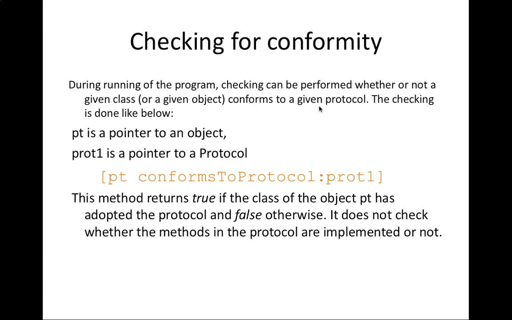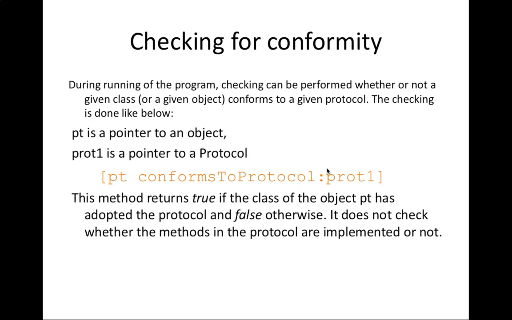So you're basically saying, are you matching? Are you implementing everything? Are you part of this protocol? So the checking is done like this here. PT is the pointer to an object. So you created a reference to the object. And protocol 1 is the pointer to the protocol. So you say PT conforms to protocol, and you're sending it protocol 1. It comes back with a Boolean, yes or no.